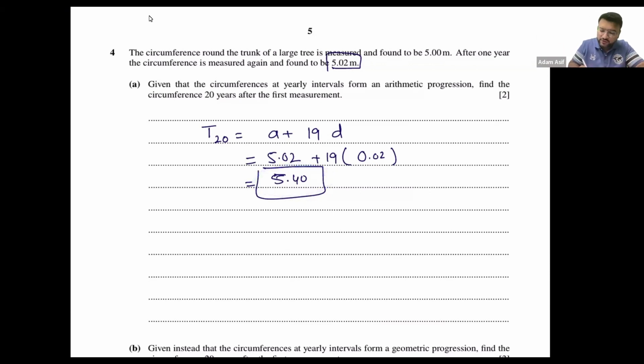इनिशियल वैल्यू देखो, after the first measurement बोला है, ठीक है, तो after the first measurement का मतलब है कि 5.02 के बाद काउंटिंग स्टार्ट हो रही है. So your arithmetic progression starts like this: 5.02, 5.04, 5.08. Okay, so the 20th term would then be 5.40.